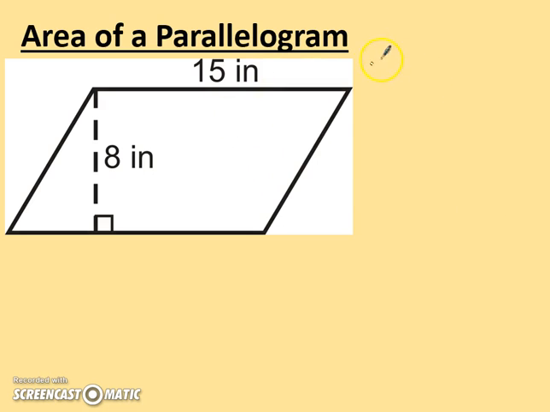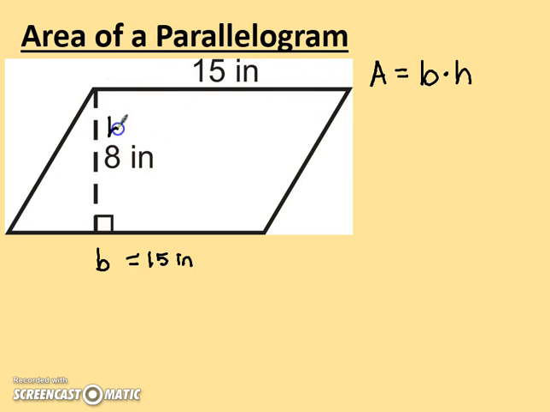Now let's look at a parallelogram. The formula for a parallelogram is area is base times height. Now the base is the bottom that the height is being measured off of. So we can see that if we bring down the height, the base would be down here. However, in a parallelogram, this distance is the same as this distance. So our base is 15 inches, just like up here.